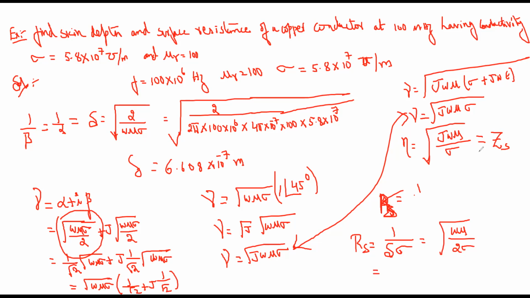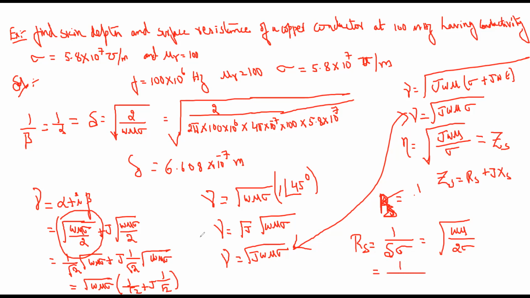That ZS is equal to RS plus j into XS, surface reactance and surface resistance. Same thing, under root of j you can write as 1 by root 2 plus j into 1 by root 2. It becomes under root of omega mu by 2 sigma, 1 by under root 2, and the same. So RS is the surface resistance. RS is equal to 1 by delta into sigma.